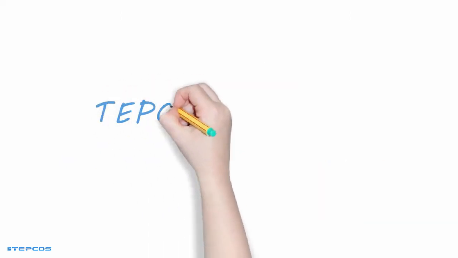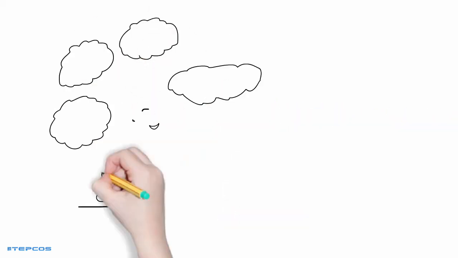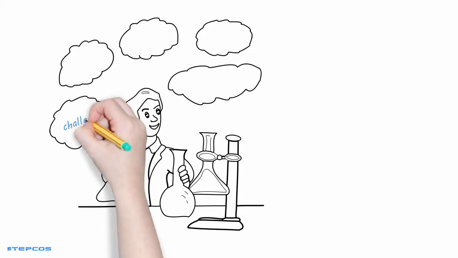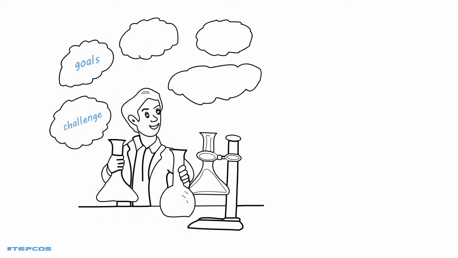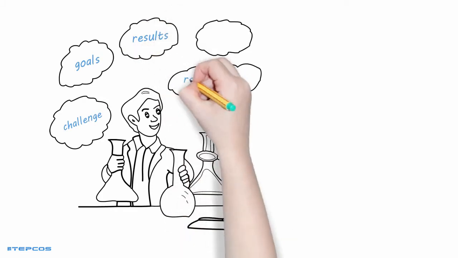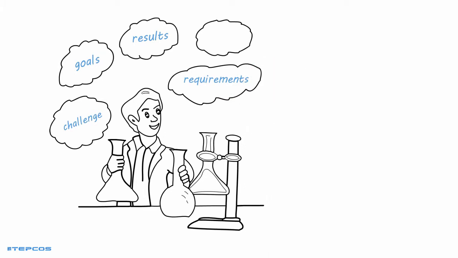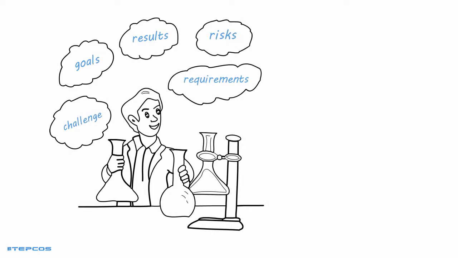To make your success more predictable, we have developed Tepcos. Tepcos starts with guiding you through the understanding phase in which you are assisted in understanding the problem or opportunity. You set the goals that need to be achieved and you define which results are necessary to achieve them. You involve all stakeholders in defining the requirements to which the results must adhere, and you make a detailed risk analysis.